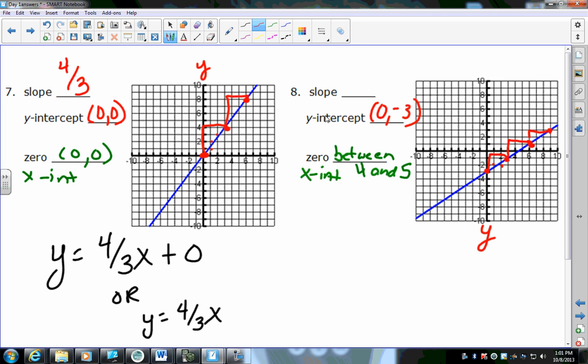Those are my staircases to get to it. So it's positive. I'm going up 2 to the right 3. You always leave your slope as a fraction because it tells you how to move. So your equation becomes y equals 2/3 x, and your y-intercept minus 3. Again, every time you've done this problem, you should have checked it in the calculator to make sure you're right.